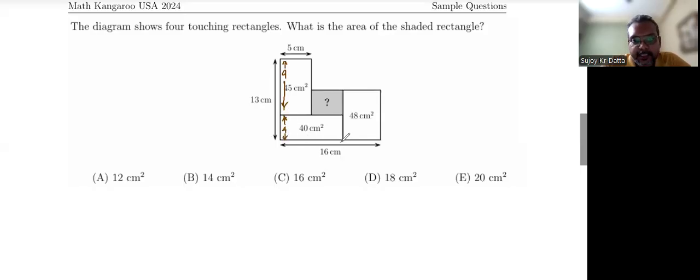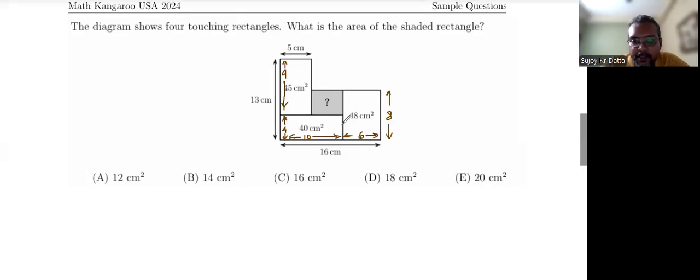Now this one's 40 centimeters square. So if this is 4, then this is 10. All right, this is 16, so that's 6. 6 eights are 48, so that means this is 8. We have all the dimensions that we needed. Now what do we have to do? We need to figure out the dimensions for this.